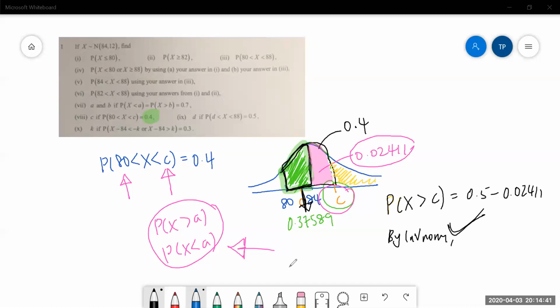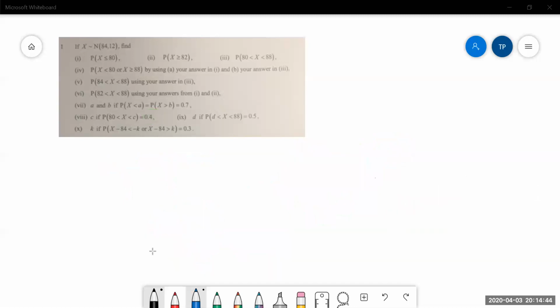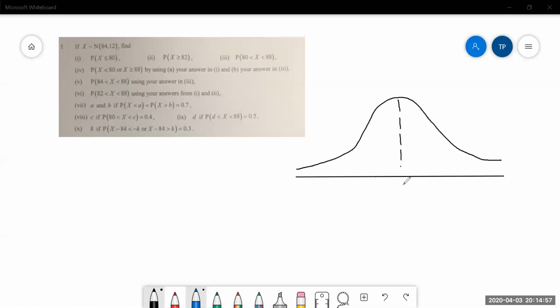Great. So next, same thing. Always draw the graph. 84, so the one from D to 88. So 88 is somewhere here. Previously in part 5, you found out what is for 84 to 88, right? What's the probability from 84 to 88?